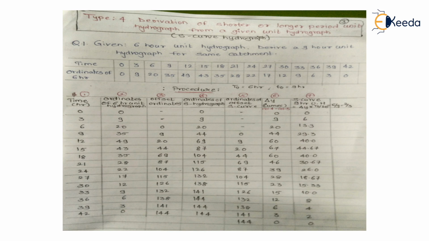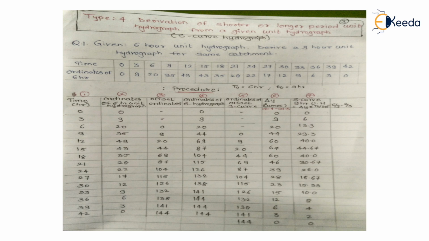So again in column 5, if we want to find out the offsetted S-curve ordinates of the 9R unit hydrograph, we have to lag these ordinates by 9R. It means we have to write down these ordinates as they are in front of the 9R unit duration. So again, you can see from the 9R, I am writing down all these ordinates as they are.